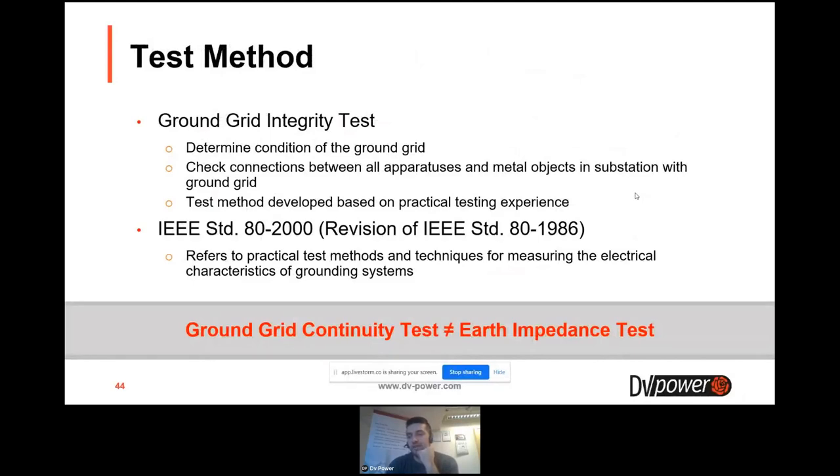This particular test is, as I said, resistance measurement. It's not an earth impedance test or the fall of potential method, which is standardly used for measuring grounding in substations. For that test, you basically measure the soil resistivity also. But in this test, you're measuring only the conductance of the conductive parts of the grounding system, so earthing conductors and the grid below the substation. The test is described in the international standards, and it's called the ground grid integrity test.